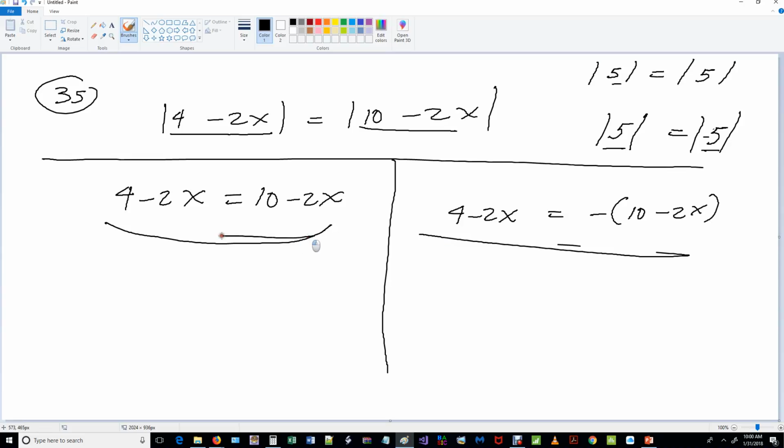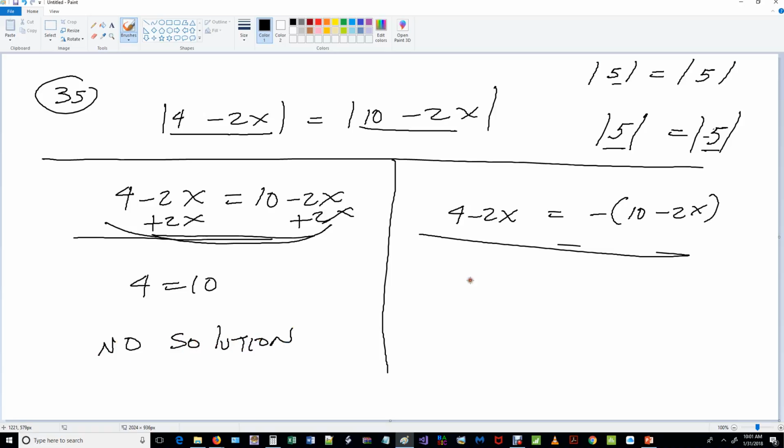Let's do the left side first. So you add 2x to both sides, and you get 4 equals 10. Oops, that's the problem, right? Because 4 cannot be 10. This is no solution. But let's do this one.